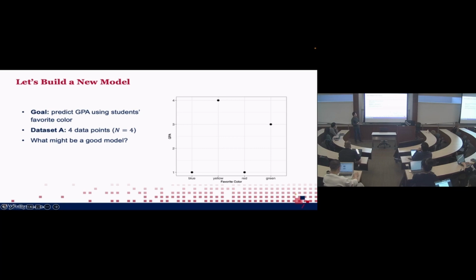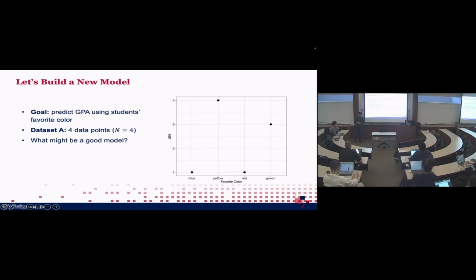Now suppose we have a data set of 4 data points, and it looks like this. The horizontal axis is the students. We have 4 students and each student's favorite color. The first student's favorite color is blue, and their GPA is 1. The second student's favorite color is yellow, GPA is 4, and red is 1, and green is 3. These are our data sets.